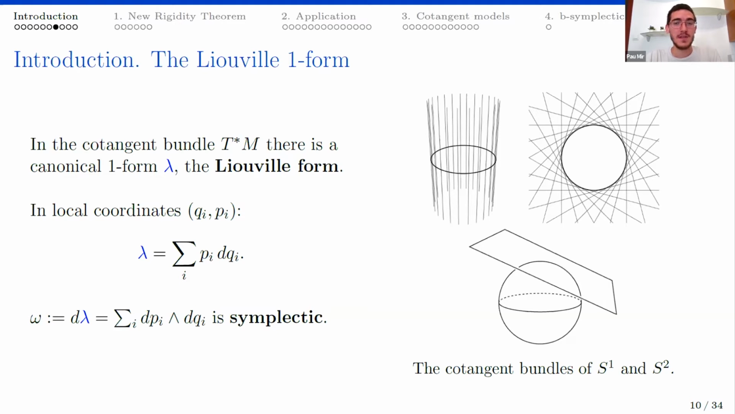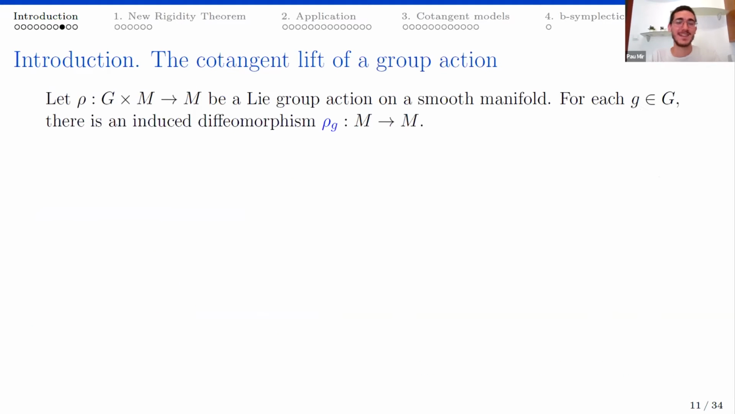And in the cotangent bundle, you can play a little game, which is taking a Lie group action from the base to the cotangent bundle through this technique called the cotangent lift. And we will see how this cotangent lift is defined. Suppose that you have this action rho, which is a Lie group action on a smooth manifold M.